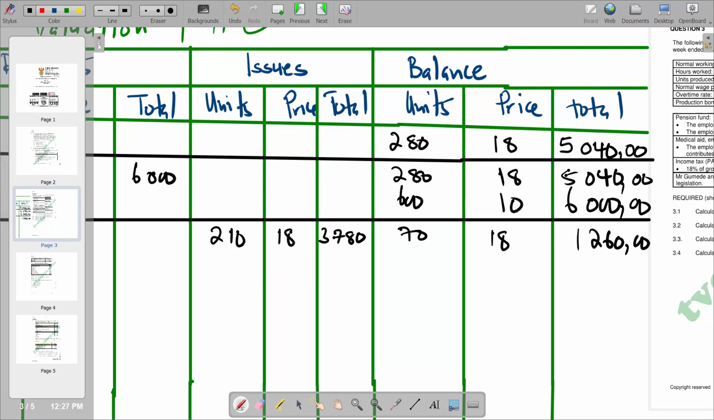So the 600 is still there. 610 is still there. So we still repeat them here as our balance. So that's what we have. And then obviously we have to close.